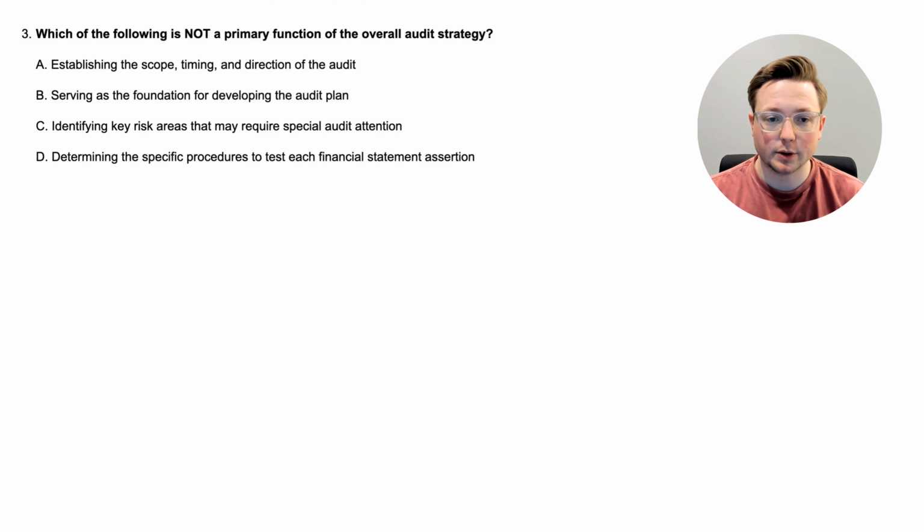Okay, here we are at question 3. Which of the following is not a primary function of the overall audit strategy? So based on the previous 2 questions, I bet you could kind of figure this out, but let's walk through it first. Option A, establishing the scope, timing, and direction of the audit. B, serving as the foundation for developing the audit plan. C, identifying key risk areas that may require special audit attention. Or D, determining the specific procedures to test each financial statement assertion.